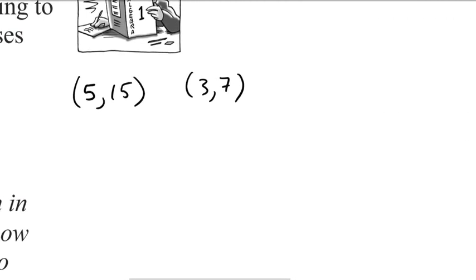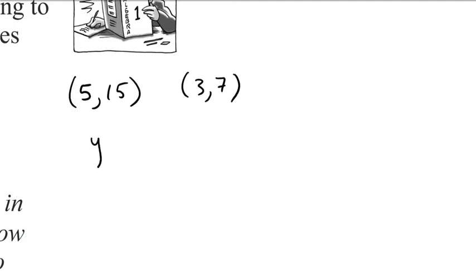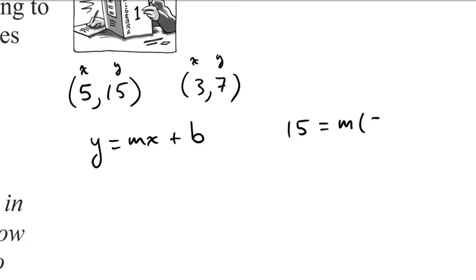If I think about this, I have this relationship y equals mx plus b. And I can write 2 equations using the x and y value from the 2 points that I have. So for example, one of the equations I could write is 15 equals m times 5 plus b, and that's based on the first point. And the other equation I can write is 7 equals m times 3 plus b. And that's based on the second point that I have.